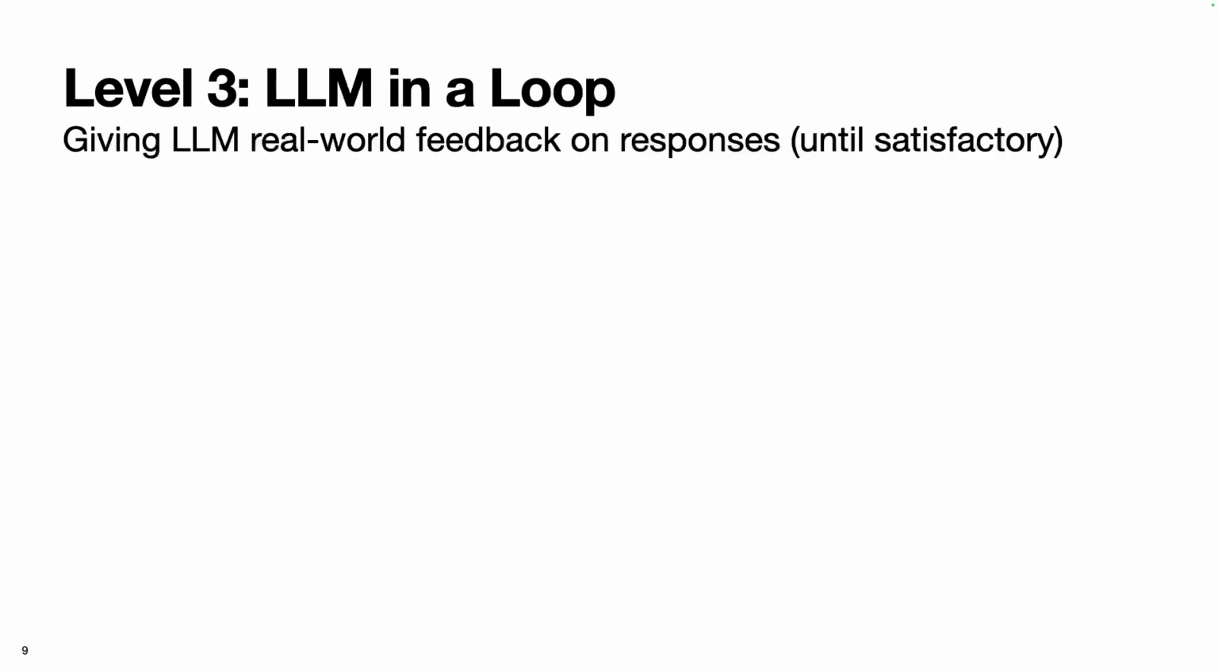This brings us to the level 3 example, which I call an LLM in a loop. The idea here is giving an LLM real-world feedback on responses until they are satisfactory.